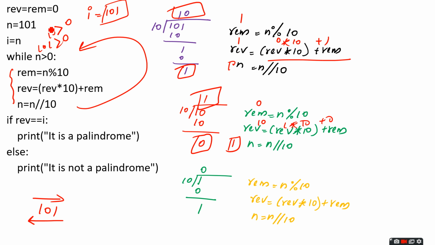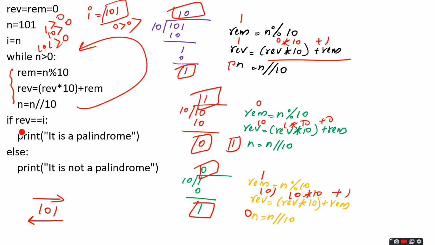Again, we will check 1 greater than 0, condition true. Then we will divide 1 by 10. The remainder is 1. So we got the remainder as 1 and we will perform the reverse. Before, the value of reverse is 10. 10 into 10 is 100, 100 plus 1 is 101. Now we will divide the number n to get the quotient. The quotient is 0. Again, we will go back to the loop. We will check 0 greater than 0, condition false. We will come outside the loop.